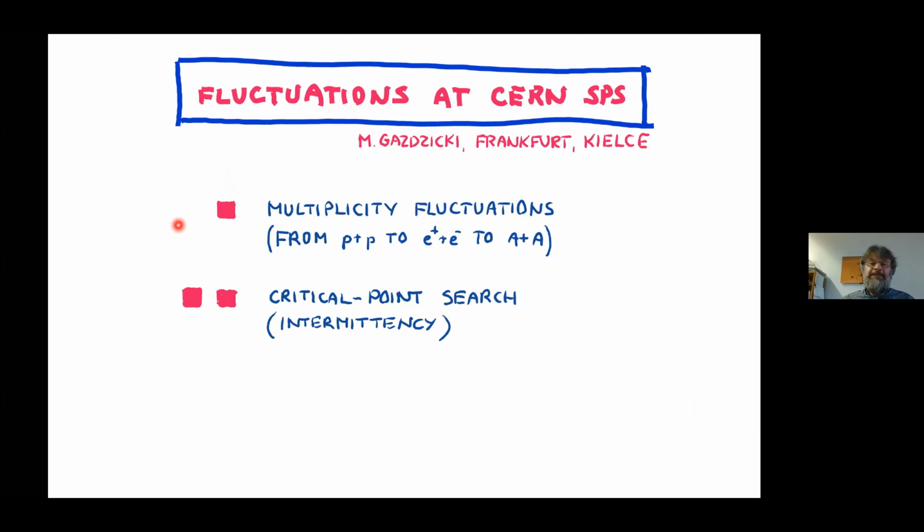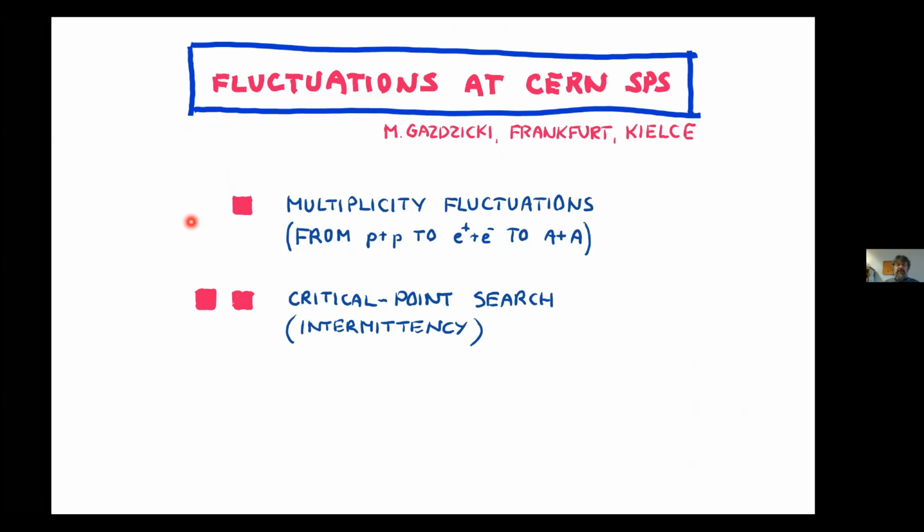I selected for the seminar only 2 topics in the broad field of fluctuations in general. First of all, I was invited to narrow my seminar to fluctuations at the CERN SPS. But even from this already narrower topic, I selected only 2 subjects: multiplicity fluctuations, where we will go from pp to e+e- and AA collisions. This will be the first half an hour, and the second half an hour, critical point search.